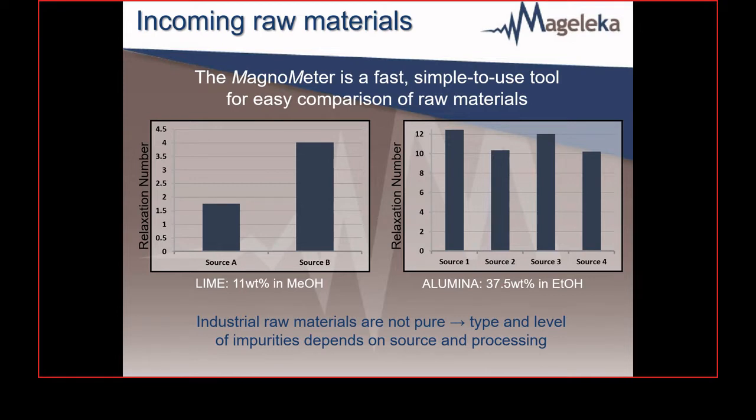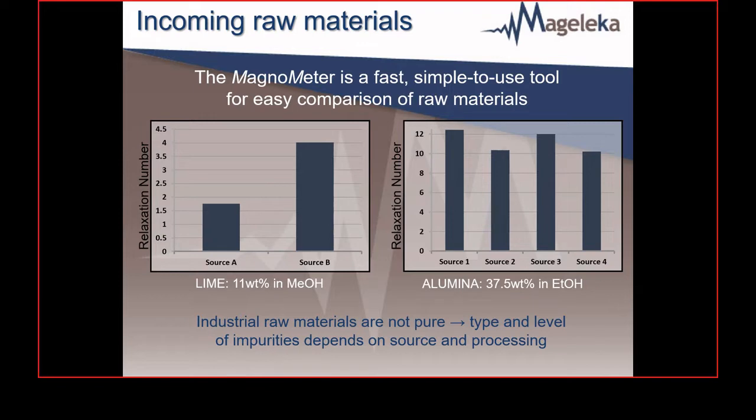Alumina is basically produced from bauxite ore mined in different parts of the world, and the four samples I'm showing here were sourced from Australia, Brazil, West Africa, and Russia. You can see in the figure on the right the measurements of the relaxation number. A relaxation number is essentially the inverse of the relaxation time itself. The reproducibility of these measurements, by the way, is very good, less than 1%.